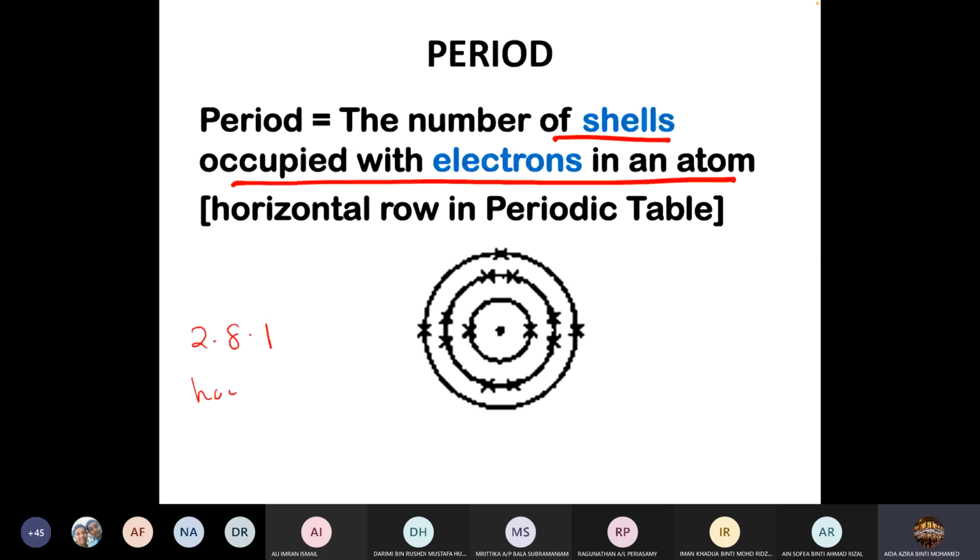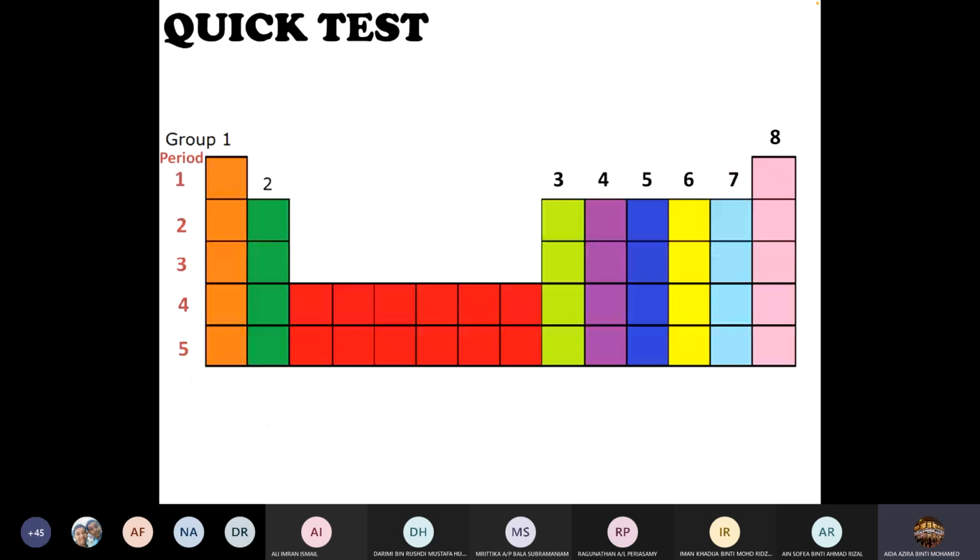Apa maksud period yang ketiga? Period merujuk kepada horizontal row in the periodic table. Okay, so korang kena kira row yang pertama, row yang kedua dan row yang ketiga. Contoh teacher tunjuk. Alright.